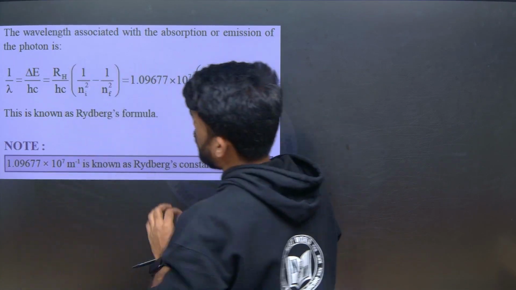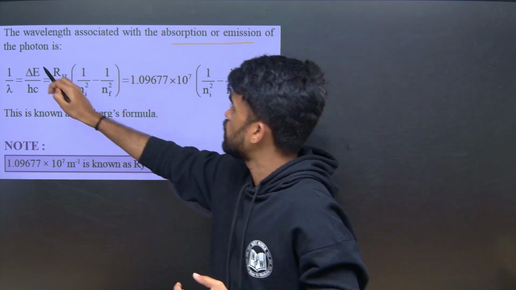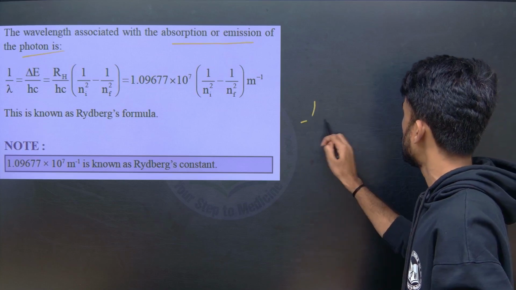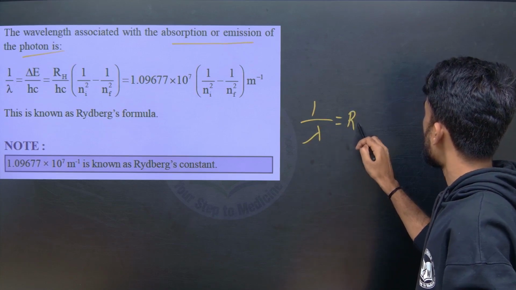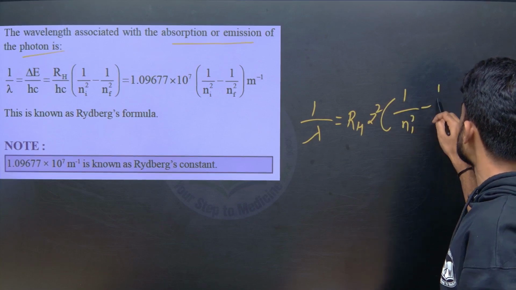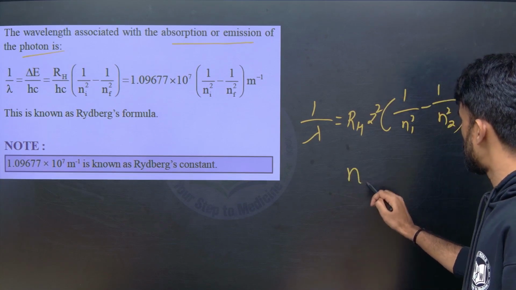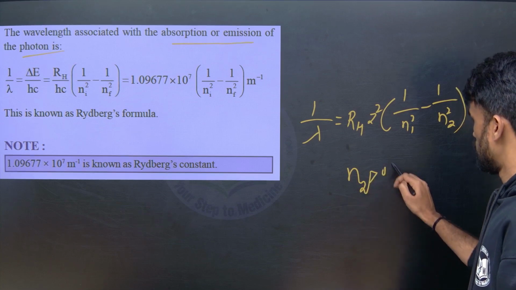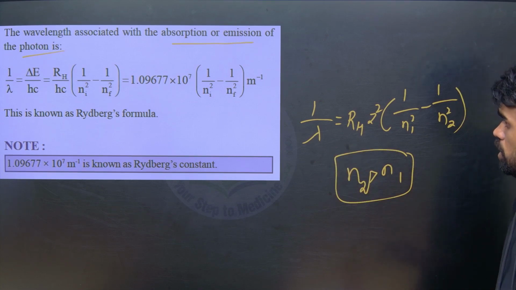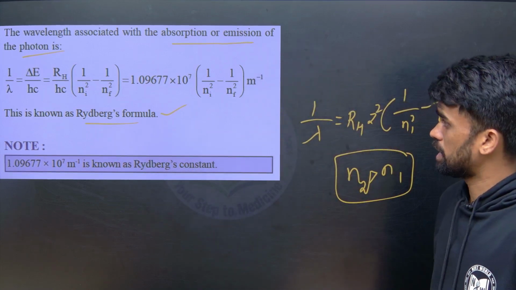So now what is the wavelength? Wavelength associated with absorption or emission of the photons. Okay, so how can we see? This is the Rydberg's equation. I can say 1 by lambda equals RH Z square into 1 by n1 square minus 1 by n2 square. This is the equation. So always remember n2 is the higher energy state, then n1. Okay, this is the thing you need to remember. This is known as the Rydberg formula. I hope it is clear.